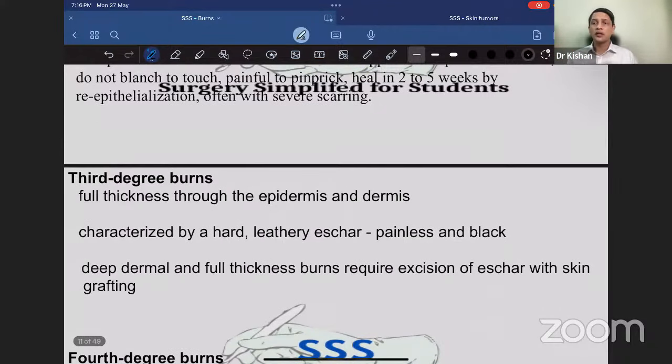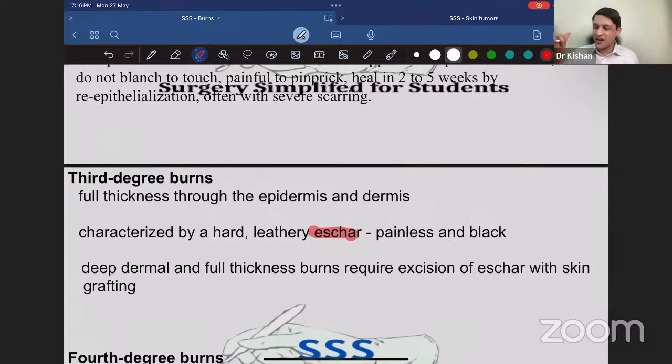Third degree burns, here the entire skin and subcutaneous tissue are also involved. Okay, so full thickness through epidermis and dermis. When do you say that it's a third degree burn? Just by looking at it, you can tell. What is the feature here? In many MCQs or case scenarios, they'll particularly mention one word. Okay, what is that? It is eschar formation. Okay, that means it's a very deep burn. Eschar formation.